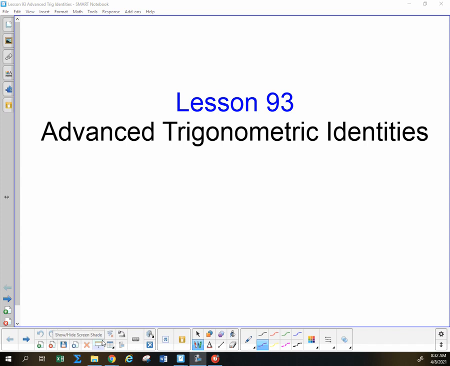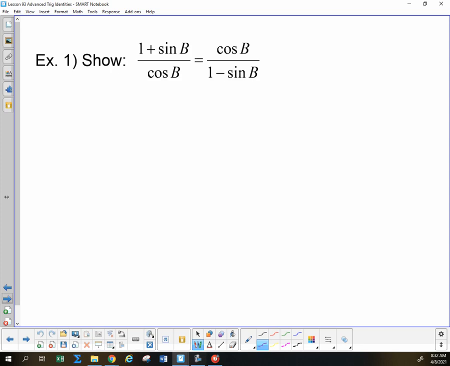In lesson 93, we are working on some advanced trig identities, and you know by now all this means messier proofs. I'm going to try to model with you how we might think through what is happening on these things. So, show that this is true.